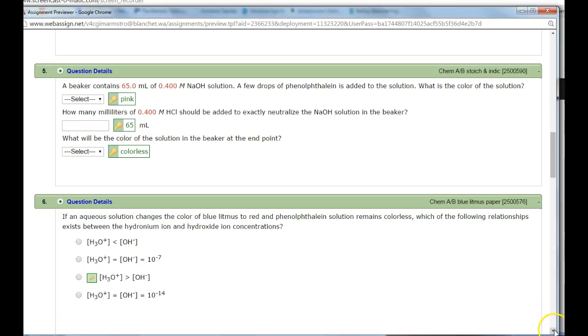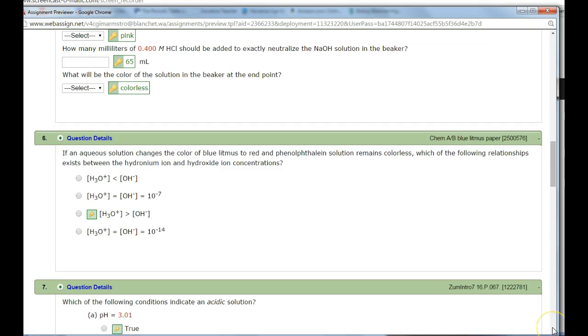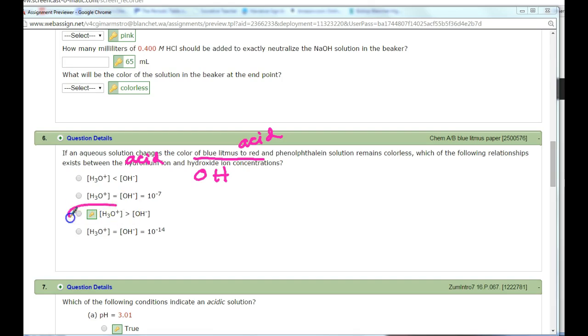Question number 6. If an aqueous solution changes the color of blue litmus to red and phenolphthalein solution remains colorless, which of the following relationships exist between the hydronium ion and the hydroxide ion concentrations? So blue turns to red if it's an acid. And phenolphthalein, if it remains colorless, what you know is that it's not a base. If you're working with acids and bases, if it's colorless, it probably is telling you that it's an acid. So the hydroxide is the base parts, the acid is the hydronium parts, which is H3O+, sometimes just H+. So you have more acid than base.